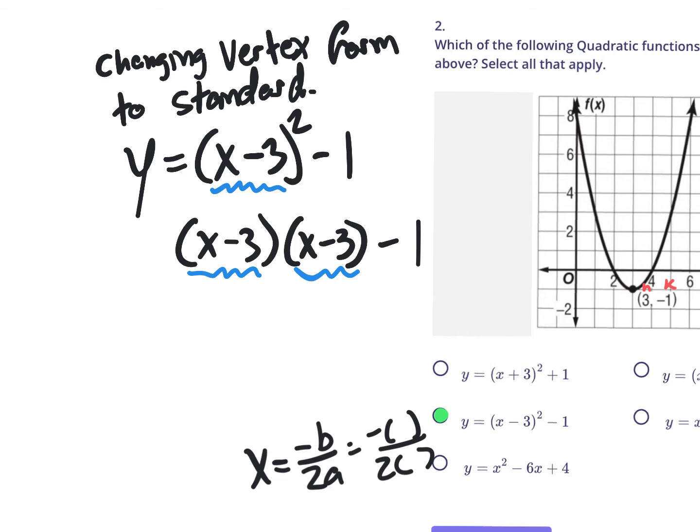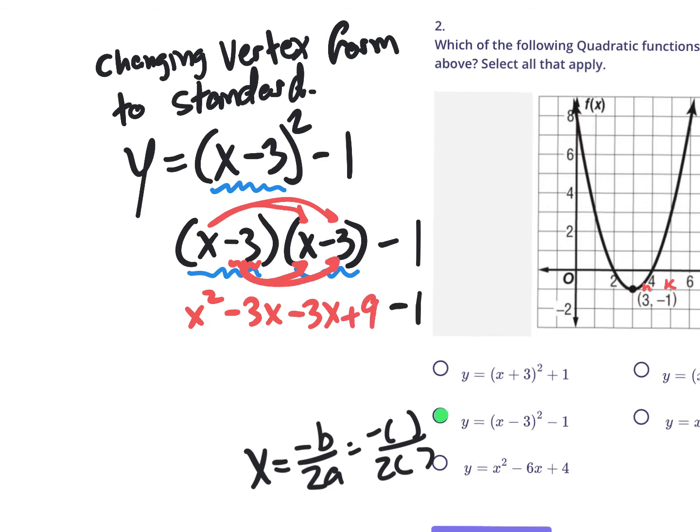So how do you do this? You distribute one term at a time. So x times x is x squared, x times -3 is -3x, and then you take the -3 and multiply it by x. That's another -3x. Take the -3, multiply it by -3. That'll be a +9, and don't forget about the -1 that's out here.